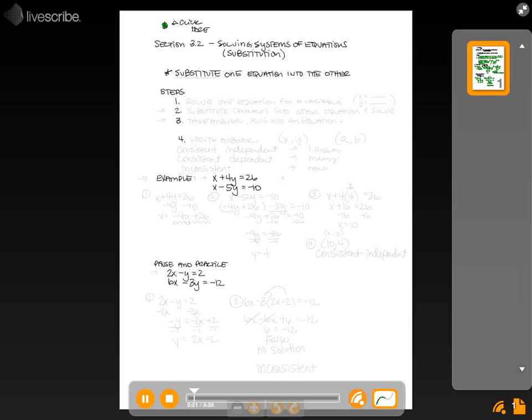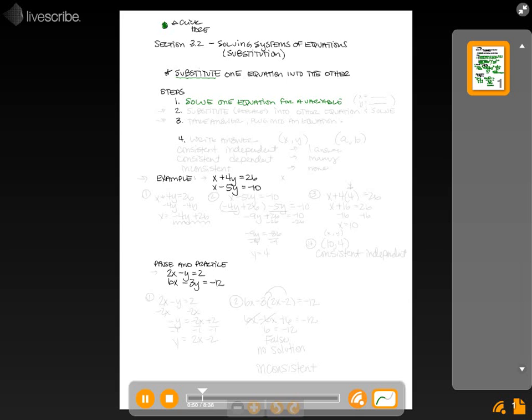This way is substitution. What we're going to do for substitution is substitute one equation into the other, and there are 4 steps to doing this. The first step is to solve one equation. It doesn't matter which one you pick, but you're going to solve one equation for a variable. You want to look and see which one's going to be the easiest to solve for. That's going to save you the least amount of work.